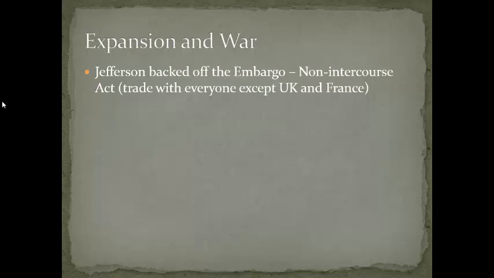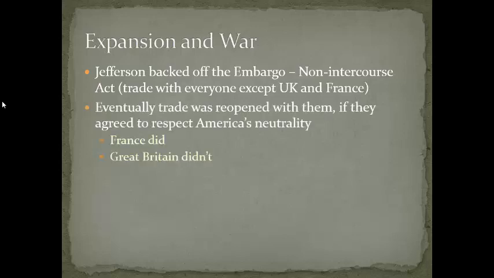And we begin what's known as the Nonintercourse Act, which says that we can trade with anyone as long as it's not Great Britain and France. So it reopens trade with the rest of the world as long as it's not the English and the French, who are still violating our neutrality. And even then, eventually trade will be reopened with both of those countries as long as they agreed to respect America's neutrality. Well, France said, yes, we will stop the things that you are opposing. Great Britain did not. Great Britain would not respect American neutrality.